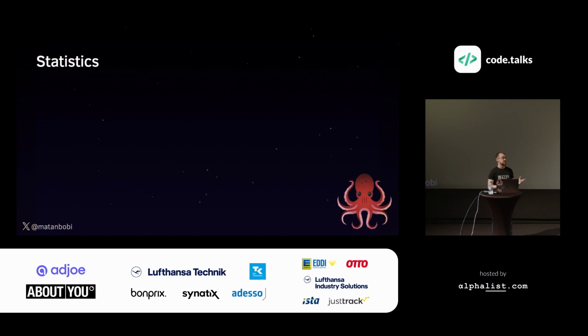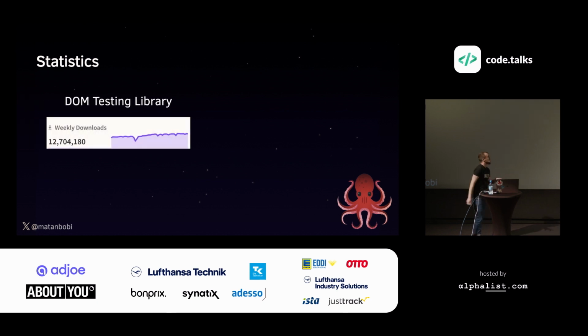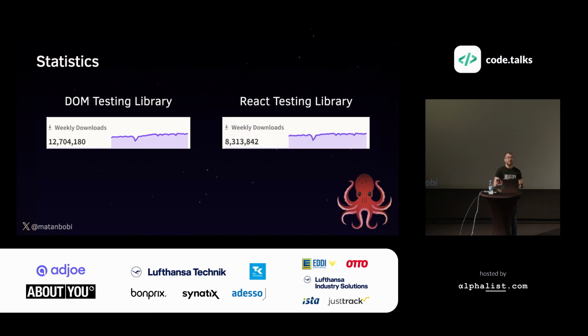A few more statistics. DOM Testing Library, which is our core package, has around 12.7 million weekly downloads. And as we said before, React Testing Library has around 8.3. In order to understand how we've built this popular package, let's take an example using React and React Testing Library. Who's developing in React? Cool. So you'll probably understand it's fairly simple.